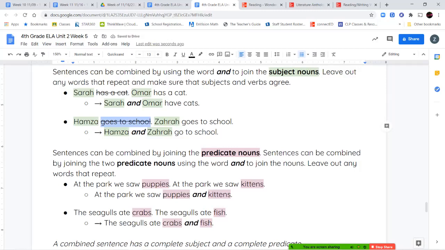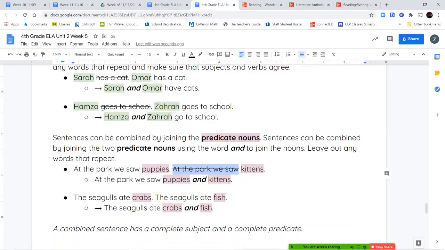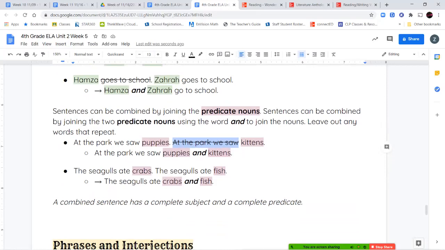Now, same thing over here. At the park, we saw puppies. At the park, we saw kittens. So I'm going to take out the repeat over here and replace it with the word and. At the park, we saw puppies and kittens. Our next example sentence says, the seagulls ate crabs, the seagulls ate fish. So I'm going to take out this second repeat, and I'm going to say the seagulls ate crabs and fish.